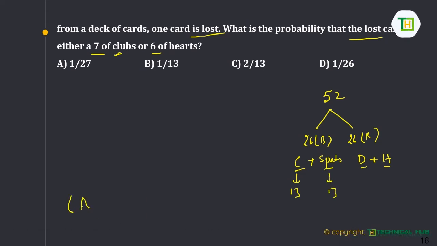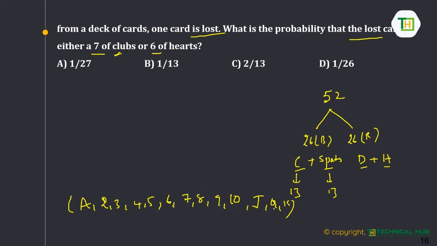So 13 means A, 2, 3, 4, 5, 6, 7, 8, 9, 10, and J, Q and K. So every suit contains the same numbers: A, 2, 3, 4, 5, 6, 7, 8, 9, 10 and J, Q, K.